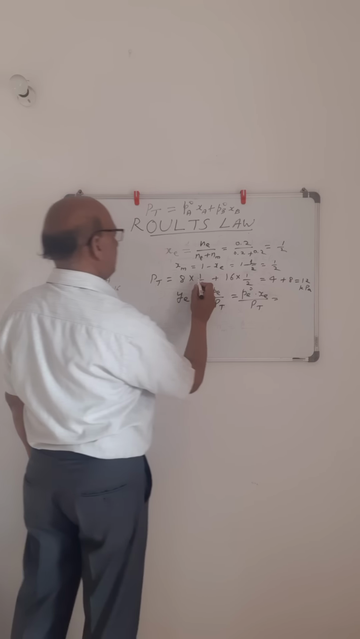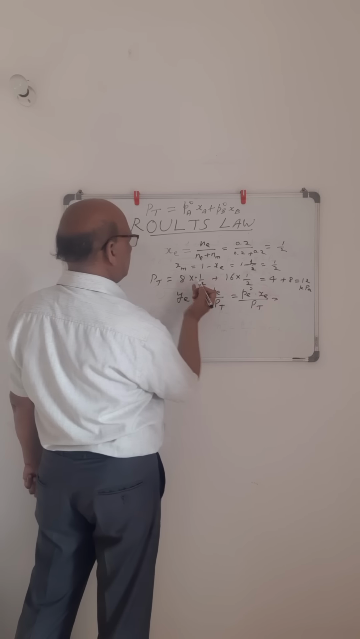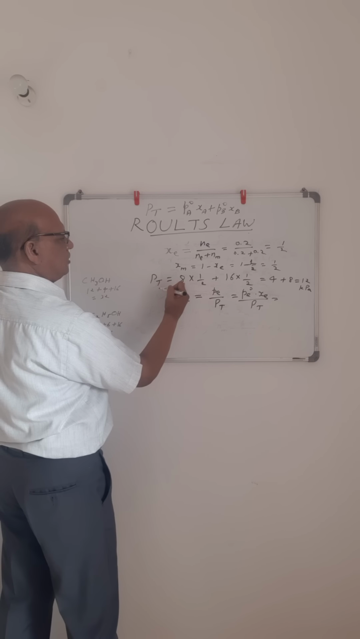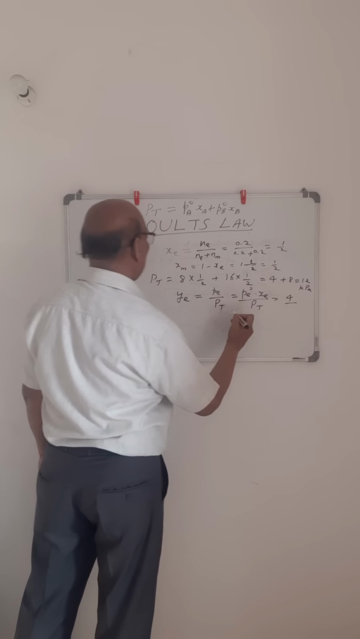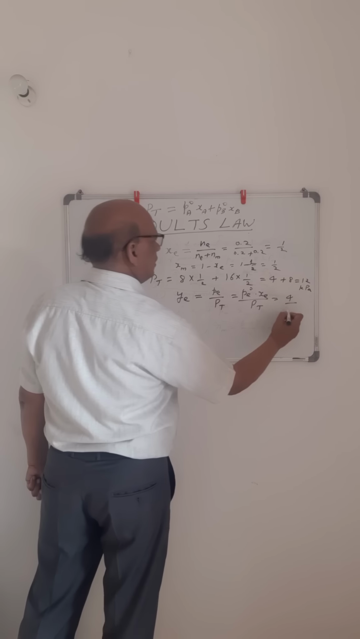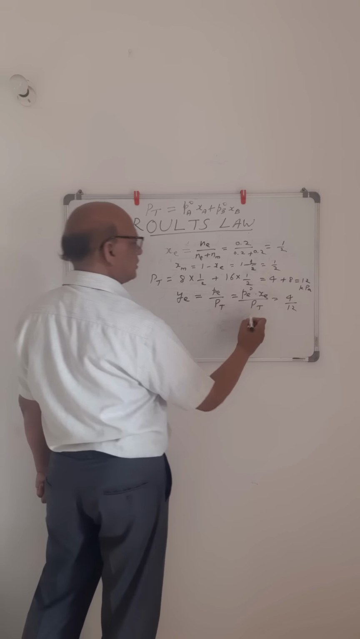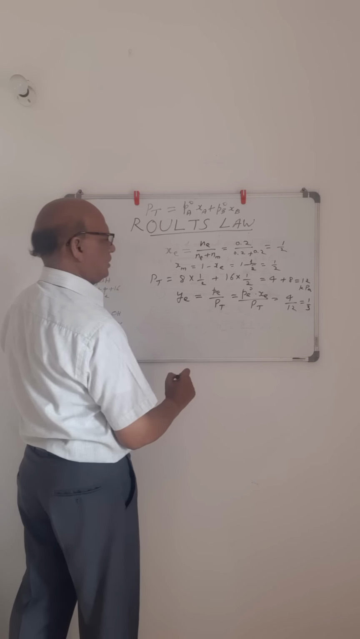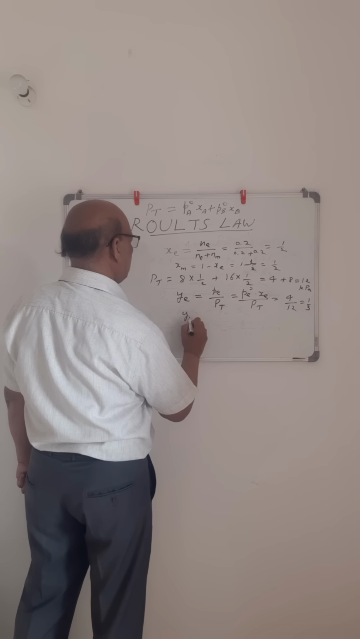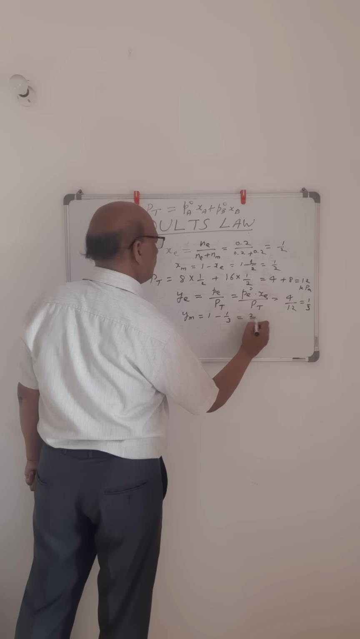So this will be nothing but, this is 4 kilopascal. We have just found out PE naught into Xe, that is 4 kilopascal, divided by the total pressure, which was 12 kilopascal, as we just found out. So this will be 1 by 3. And what will be Y methanol? It will be 1 minus 1 by 3, that will be 2 by 3.